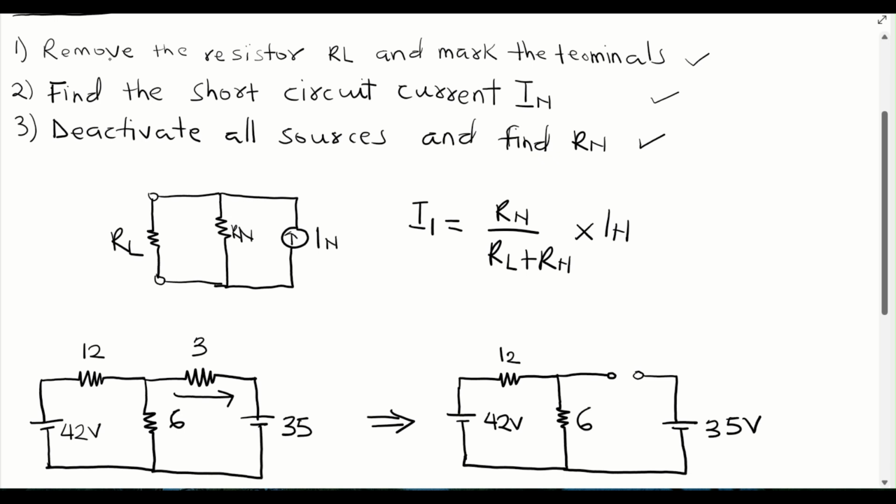So the first thing that we do is that we remove the resistor RL and mark the terminals. We want to find the current flowing through this resistor, so we are going to remove this resistor and then mark the terminals. After removing the resistor, we are going to have the circuit in this form. That's the first thing that we have to do. Then the second thing that we do is that we find the short circuit current IN. So we are going to put a short circuit in between the terminals and then find the IN, which is the current in the short circuit.